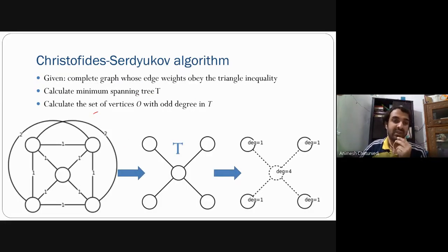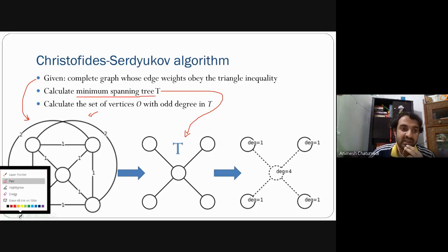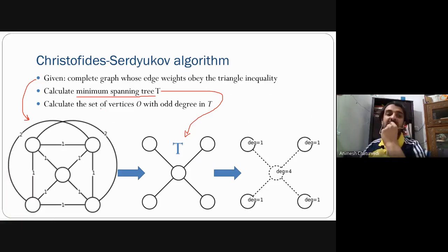So we'll see the algorithm for solving this. This is the given graph first. Then the second step is generating the tree. What is that tree? Minimum spanning tree. So we can generate a minimum spanning tree. There are many algorithms that we have studied, Kruskal, Prim's. Thereafter we calculate the degrees of the vertices, and we create a set of vertices O with all the odd degrees.